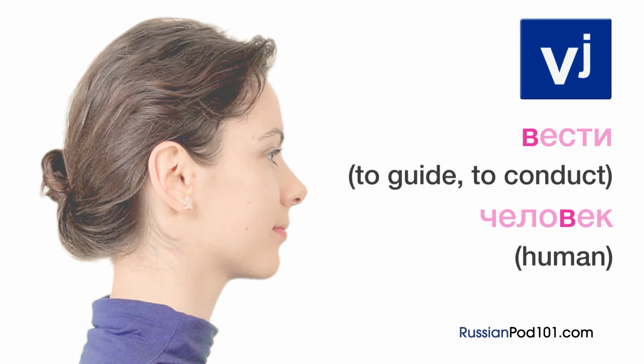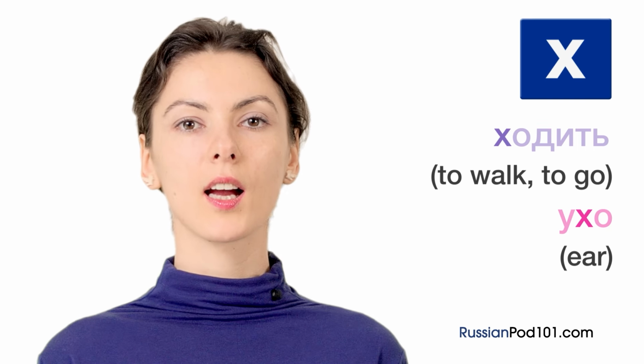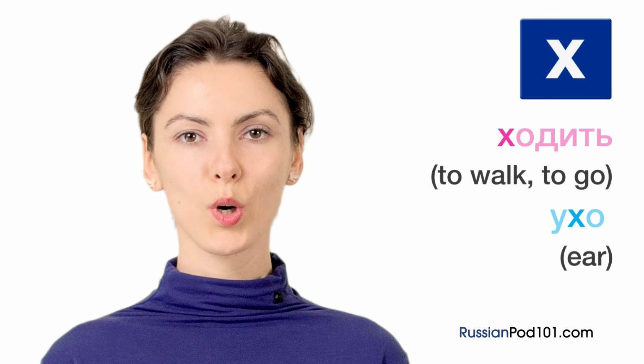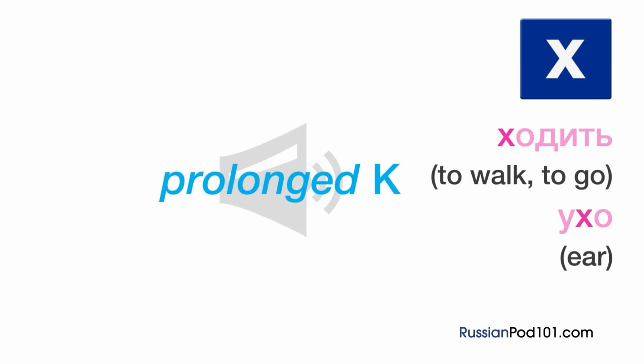The next consonant is Х. This is exactly like a prolonged K sound. The trick is to attempt to pronounce a K sound, but as your tongue and the back roof of the mouth make contact, slowly blow a constant stream of air through the opening until you get a turbulent sound.